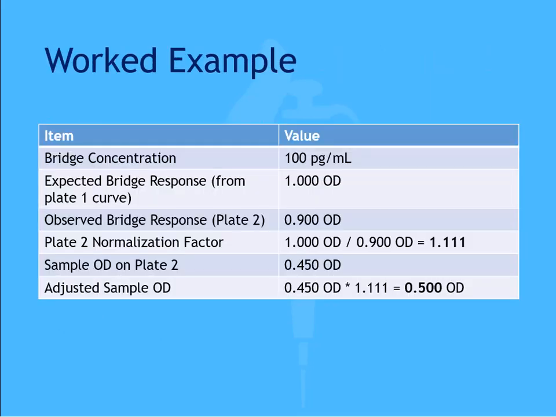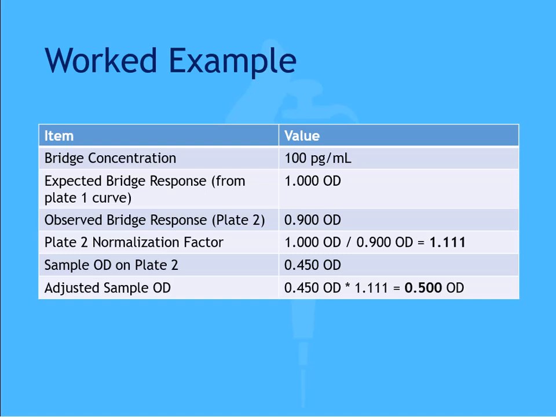The bridge standard's known concentration is 100 picograms per milliliter. From the full 4PL curve on plate 1, the expected response at 100 picograms per milliliter is 1 OD. On plate 2, the same bridge standard gives a measured response of 0.9 OD. The normalization factor is therefore 1 divided by 0.9, which is 1.111.